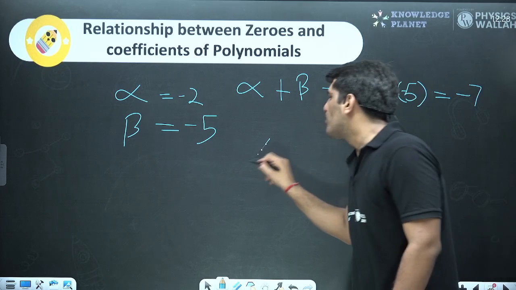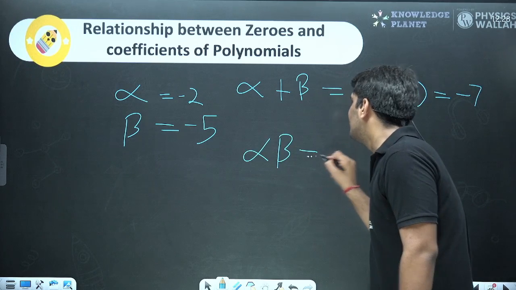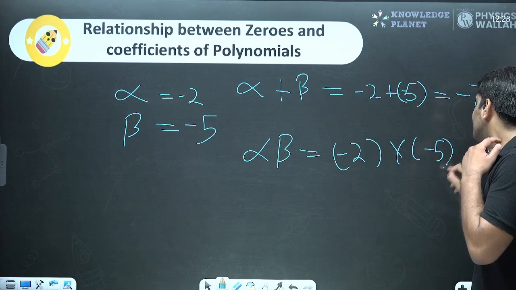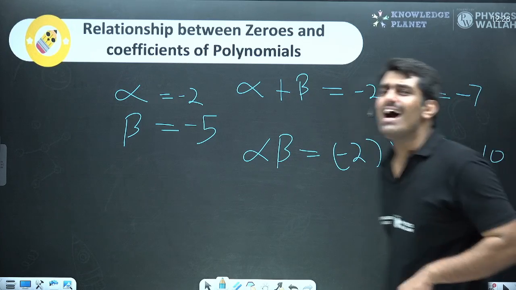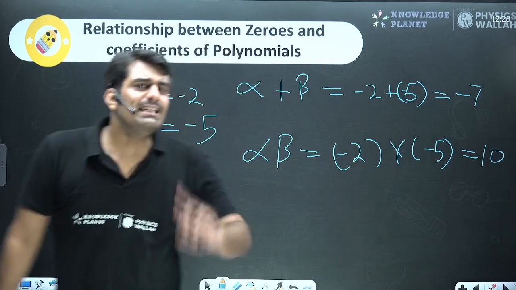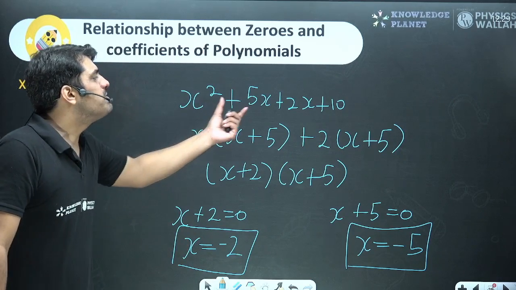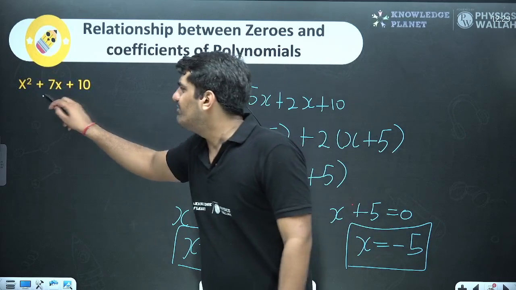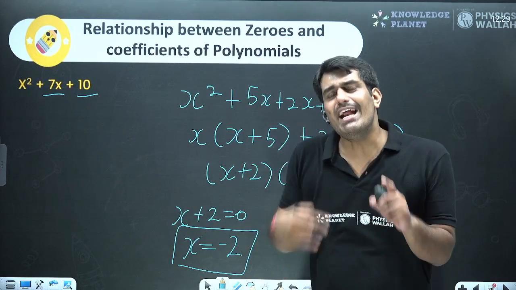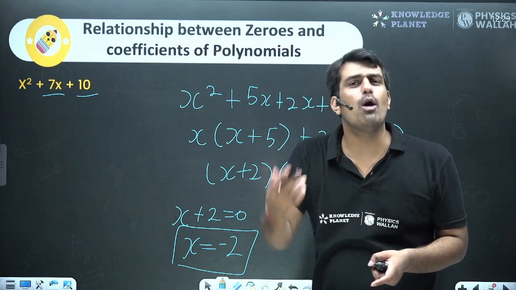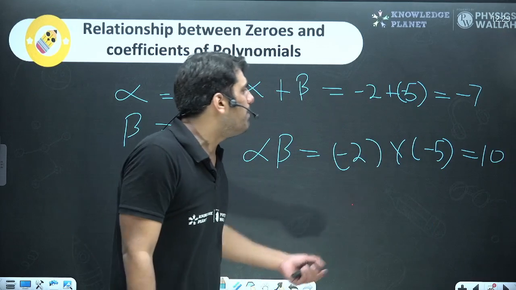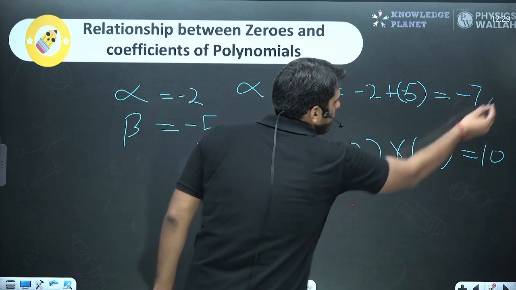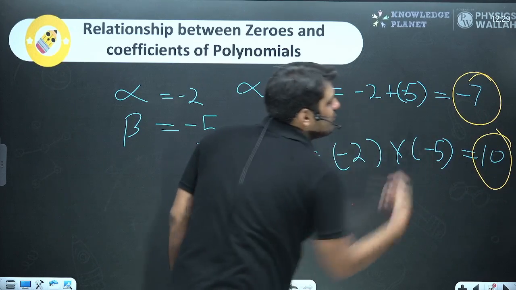I can do the product of it, that means multiplication. Minus 2 into minus 5 will give me 10. But why are we doing it? Now, the reason I am doing it: if you observe the given expression, over here we have 7 and here we have 10. When I do the operation of addition and the operation of multiplication, I have come up with very similar things. Only the sign difference is there.